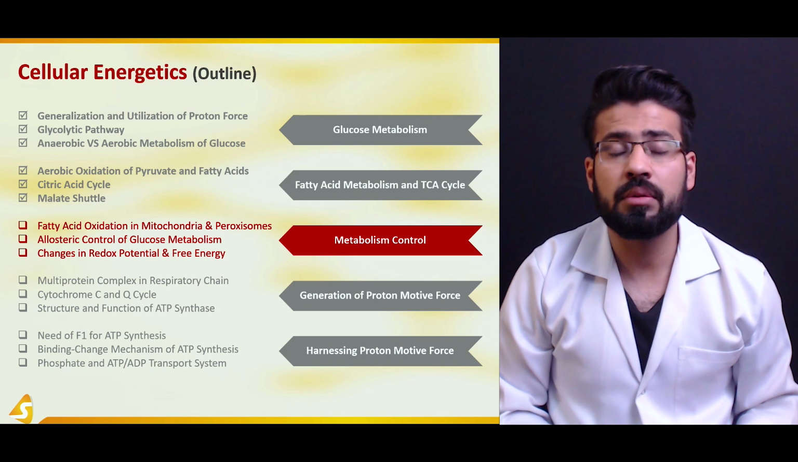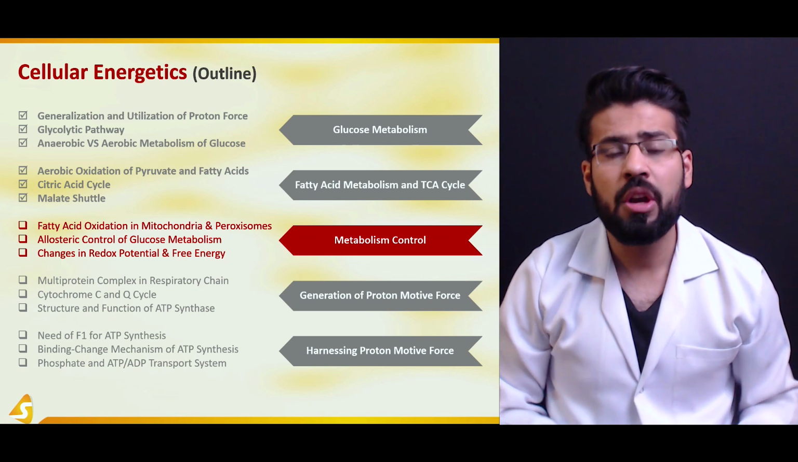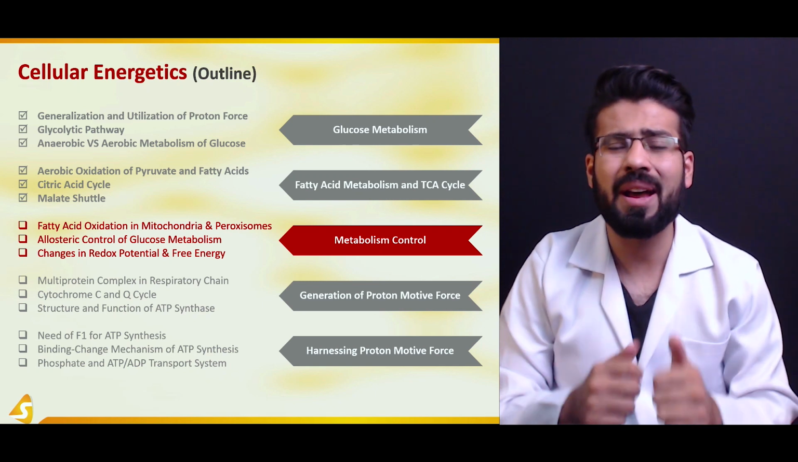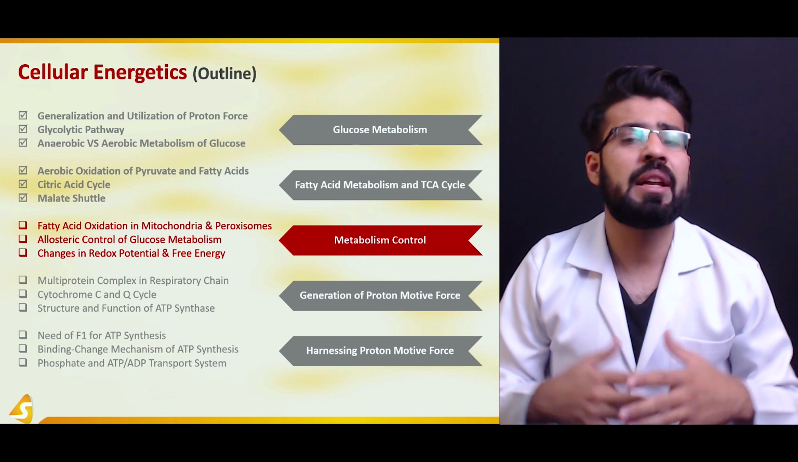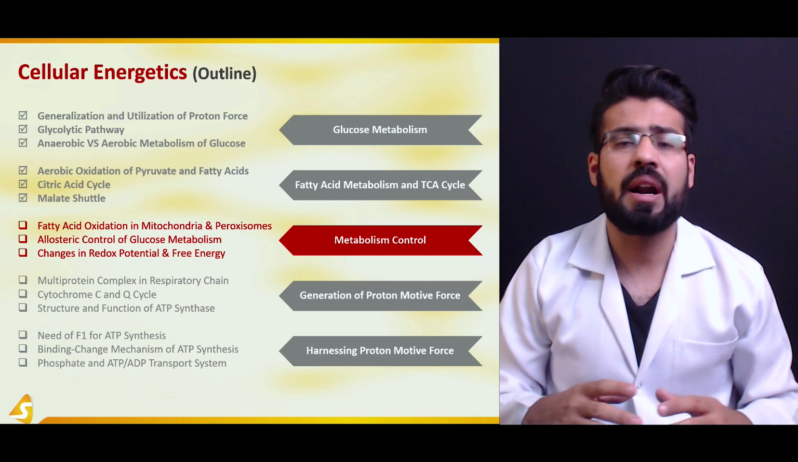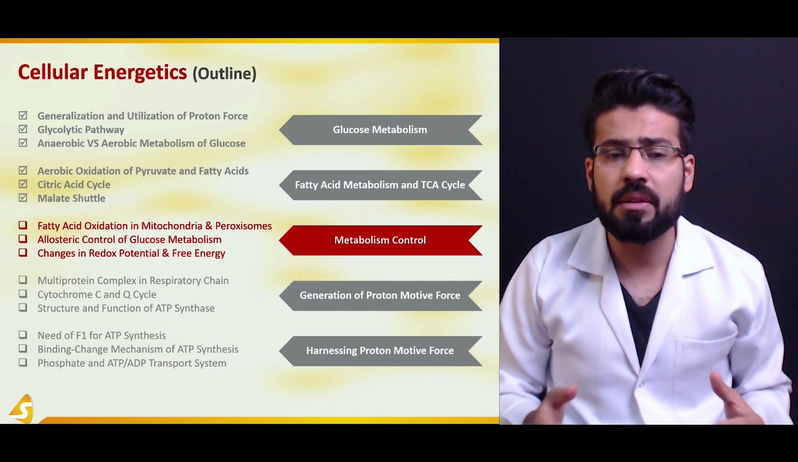Then we are going to study the allosteric control of glucose metabolism, of how metabolism is being controlled primarily by an enzyme which is being activated by 2-3 different factors that play an important role, which are activated or inactivated in the absence or in the presence of glucose.